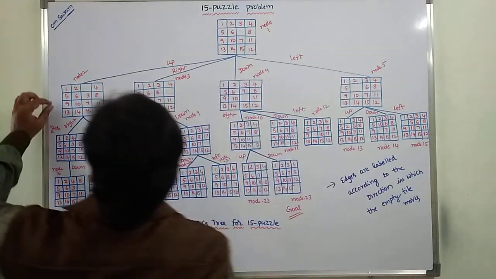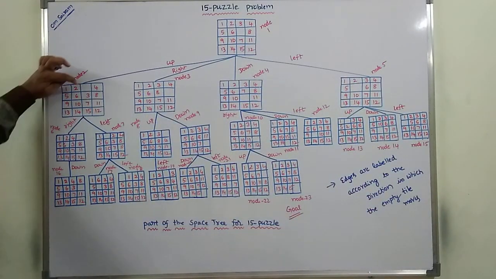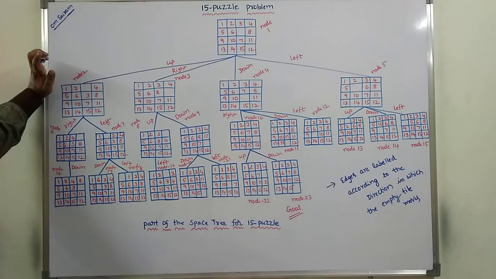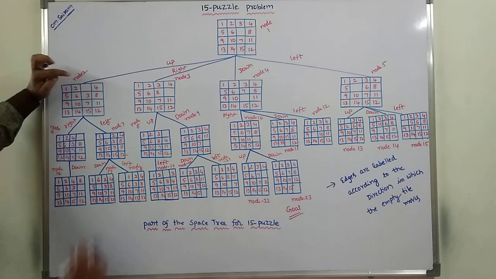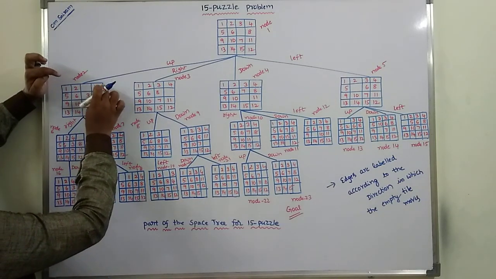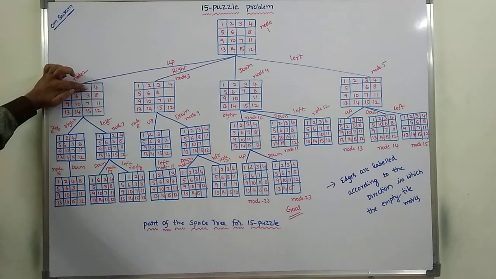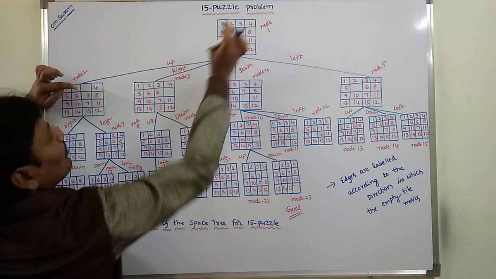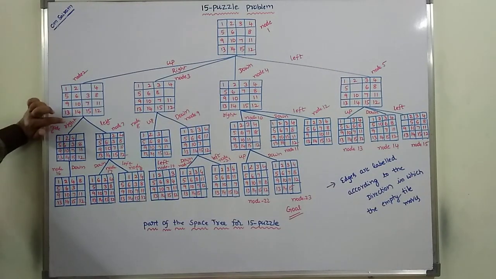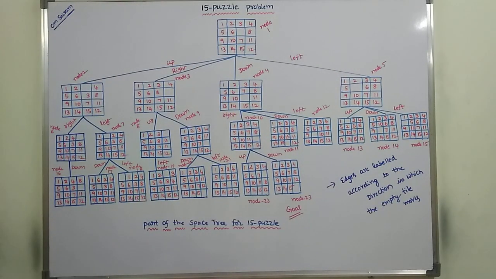Next one, we are considering node 2. What are the empty slot movements? For the empty slot, there is no movement to up direction. Okay, there is no movement to right direction. There is no movement to left direction. Down direction, if we move down, we get the same. Okay, so because of that reason, only right and left are possible.